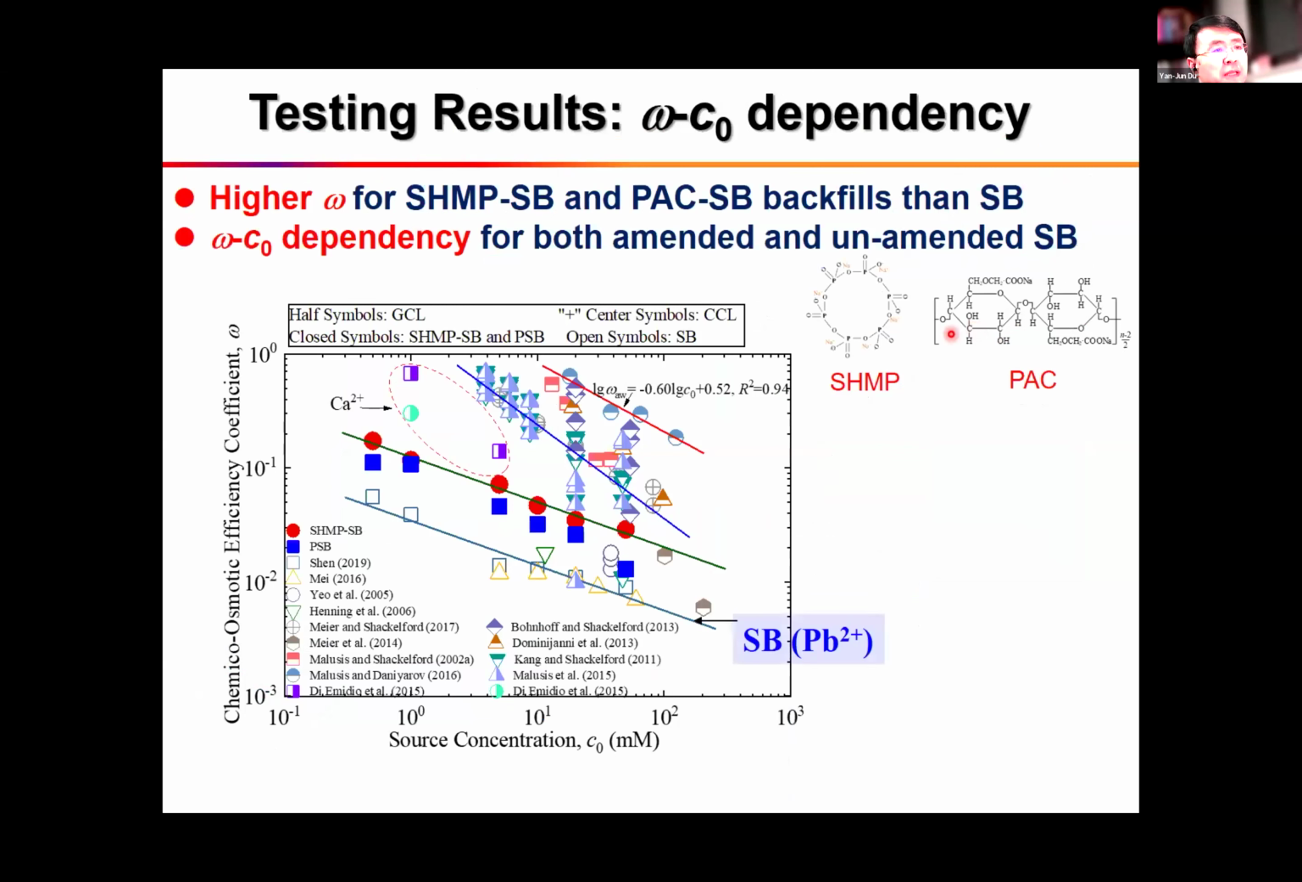We find for the unamended SB backfill, the omega, the chemical osmosis efficiency coefficient, decreases with increasing concentration. The amended SB backfill has a relatively higher omega value, which increased by almost 3 times. For the GCL, the omega value is lower than the polymer-modified GCLs.